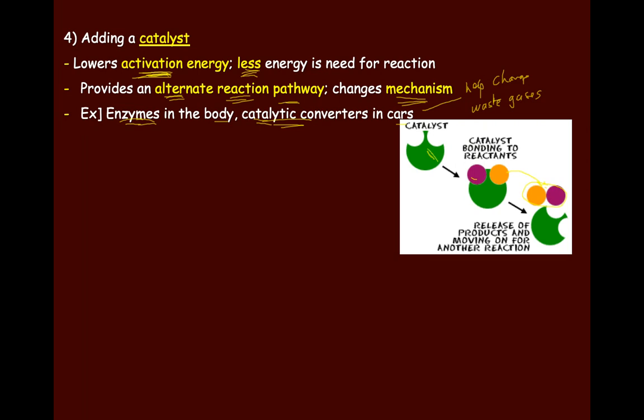It's almost like a helper. It absorbed the purple and the green and the orange guy so that it would help them collide and get together and bond. And then what happens is it releases that product, and then this goes and repeats the process again. Okay, so that changes the mechanism. No longer are we relying on the chance of these colliding. We're using a helper molecule.